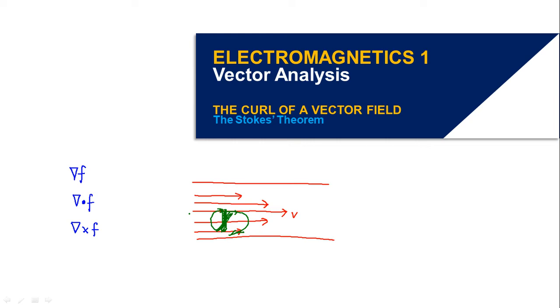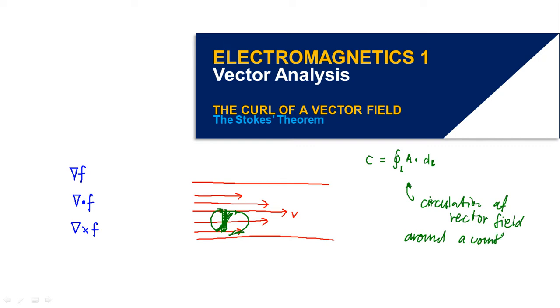Bago natin i-define yung curl, we must first define the circulation of a vector. Ito, introduction pa lang tayo ha. Wala pa tayo sa curl. So, sabi natin dun sa pinag-aralan natin sa line integrals, we know that the circulation of a vector is equal to the closed contour integral ng vector na yan over a particular loop or length, no? Yan. And ang tawag natin dyan is circulation of vector field around a contour.